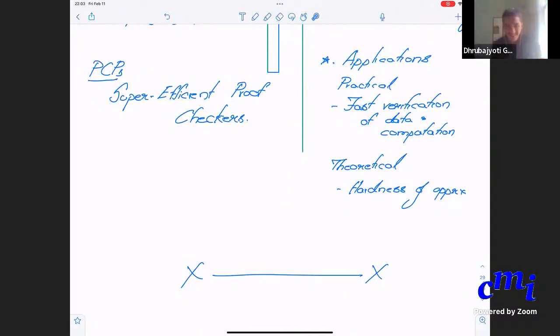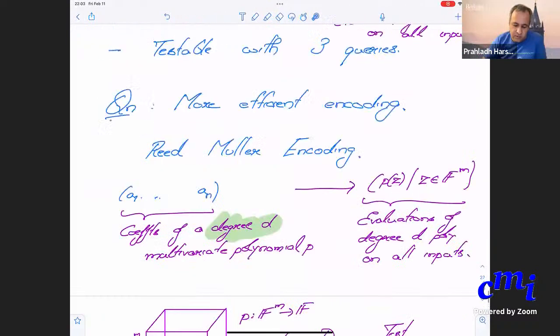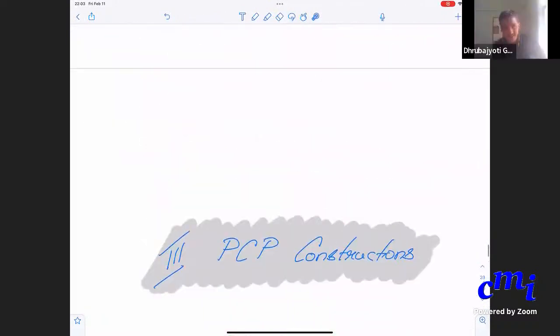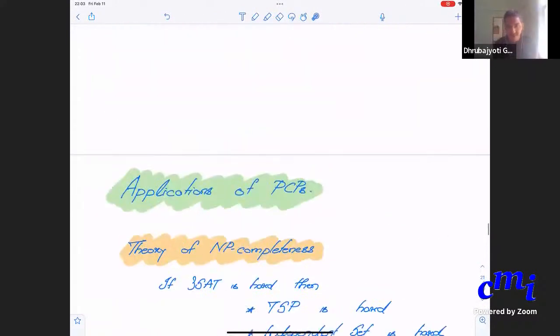Hello, Professor. Yes. So I had a doubt about the soundness of the probabilities. Could you scroll up to the place where you define soundness? Sure. The probabilistic verifier?